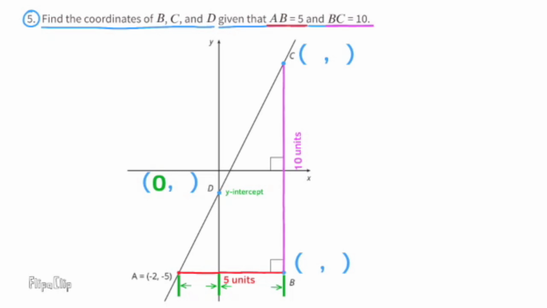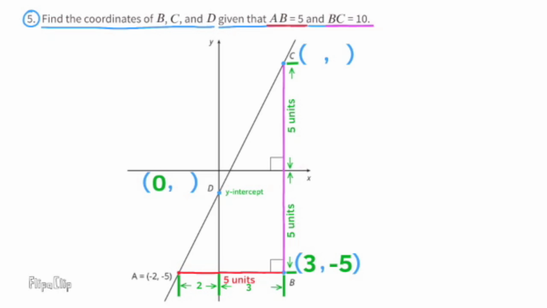They've given us the points for point A, and this is going to help me figure out the points for point B. The x value for point A is negative 2. So if the line AB is 5 units long, 5 minus 2 is 3. So the x value for point B must be 3. Look at the y value for point A. It's negative 5. That means that this point is located 5 units below the x-axis. Point B is also located 5 units below the x-axis, so the y value for point B is negative 5.